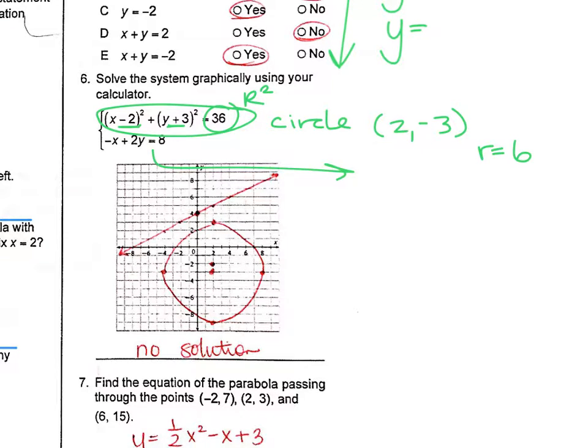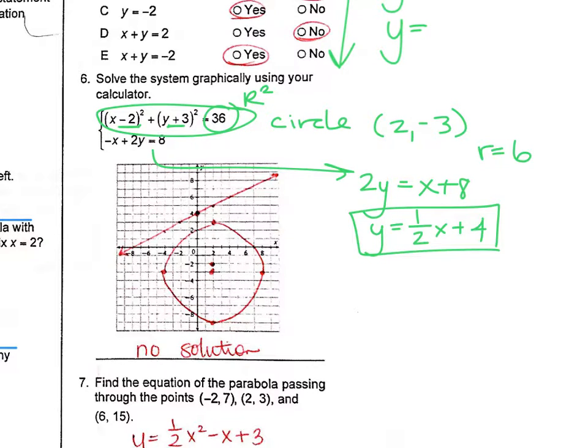And then I rewrote this so that I could get y equals. So that's all I'm doing right now. Y equals 1/2 x plus 4. So I just started at 4, rise over run, and you can see those don't intersect at all, which is where I'm getting no solution.